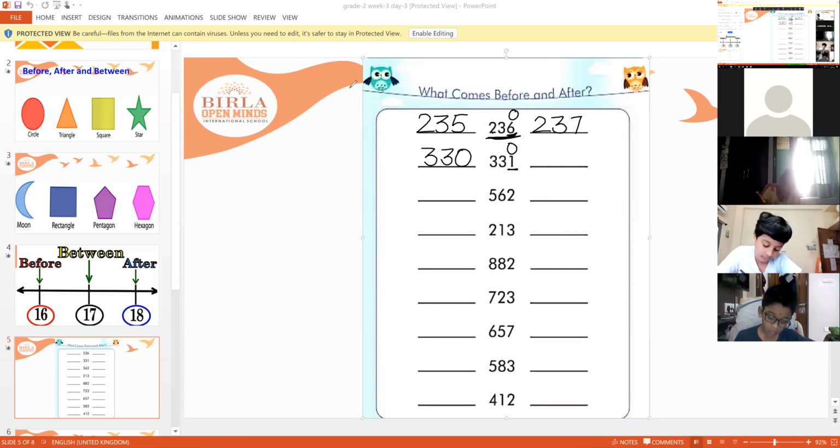Now we have to write the number which comes after 331. So children, again see that in ones place we have 1. Now we have to recall that after 1 what comes, and we know that after 1 comes 2. So after 331 the number is 332.